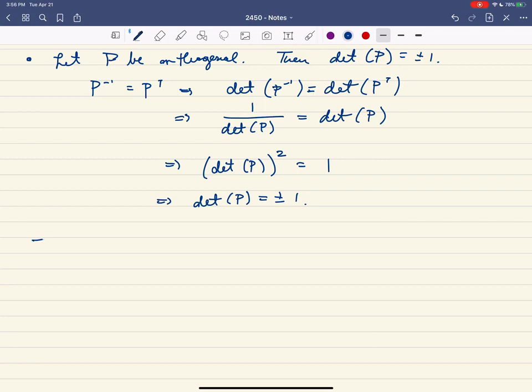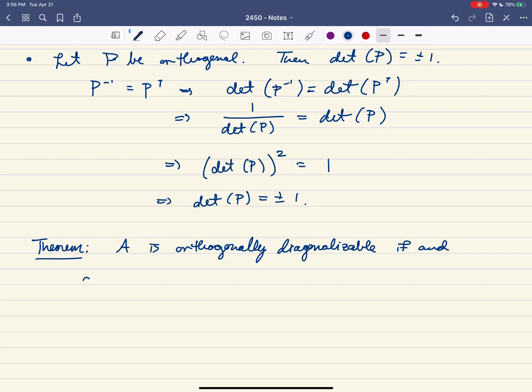All right, and then one final theorem. It turns out that A is orthogonally diagonalizable if and only if A is symmetric. So it turns out that every symmetric matrix has this property, every non-symmetric matrix does not have this property, and that's a nice and neat criteria for orthogonal diagonalizability.